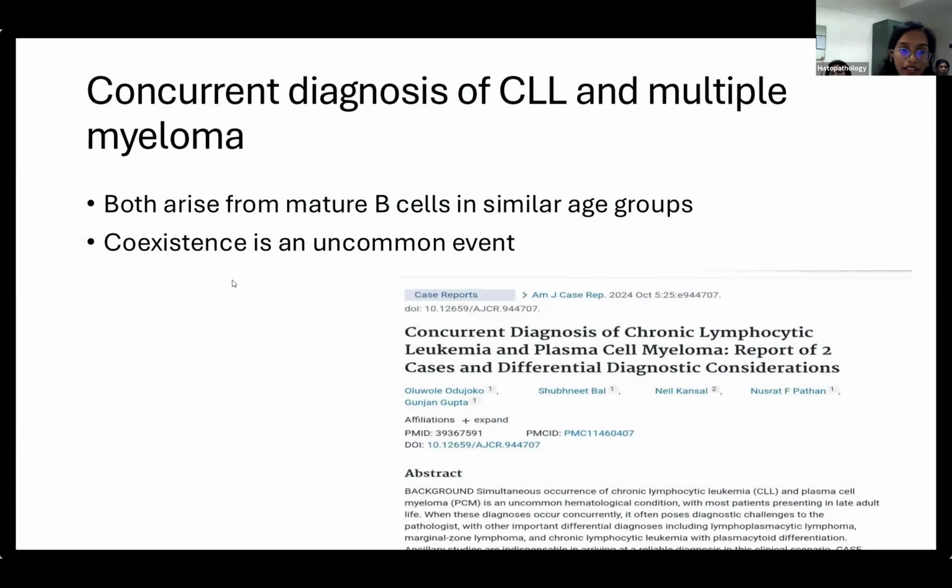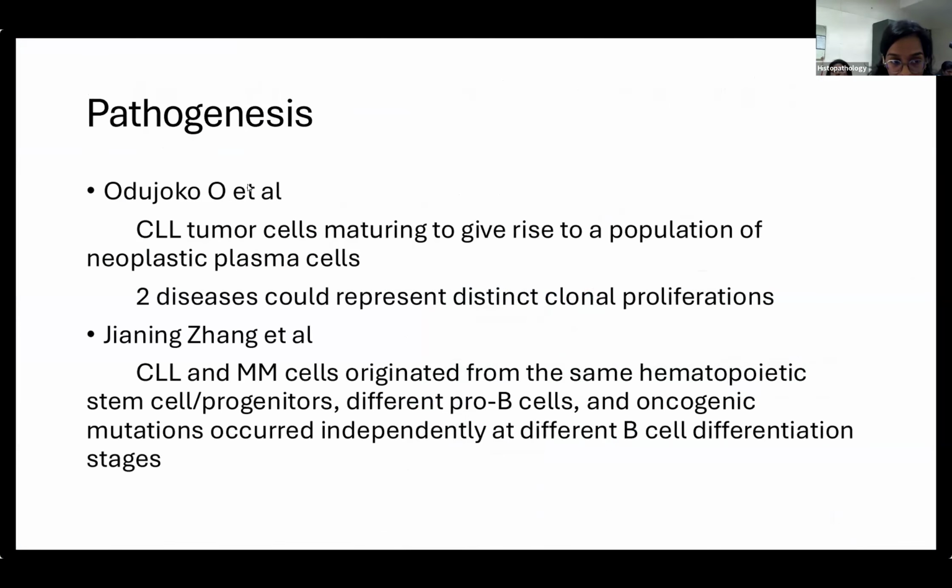This is the article I read about this case. Concurrent diagnosis of multiple myeloma and CLL. They both arise from mature B cells in similar age groups. Coexistence is an uncommon event. So pathogenesis, according to Kozhikode et al., they are proposing two hypotheses. One is CLL tumor cells maturing to give rise to a population of neoplastic plasma cells. In that case, it should show similar restriction in both B cells and plasma cells. In our case, it is not showing like that.